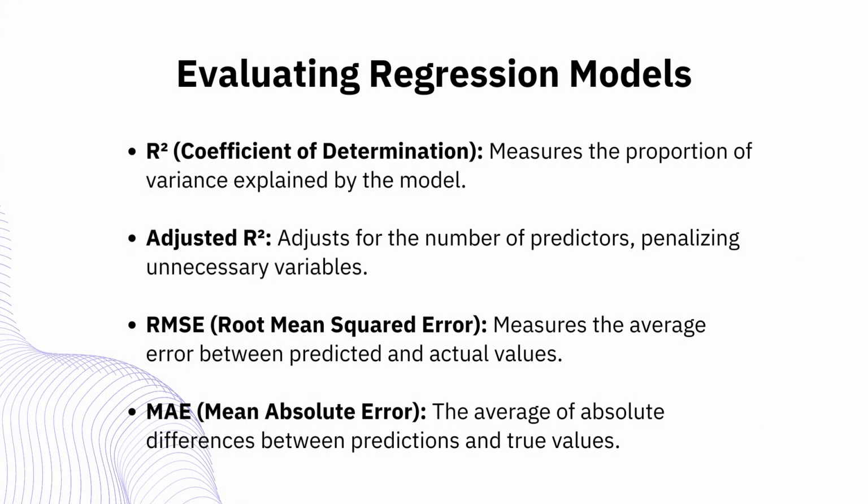To evaluate the performance of a regression model, we rely on several metrics. R-squared tells us how much of the variance in the dependent variable is explained by the independent variables. Adjusted R-squared adjusts for the number of predictors, penalizing models that include unnecessary variables. MSE and MAE measure the average error between the predicted and actual values, giving us a sense of how accurate the model's predictions are.